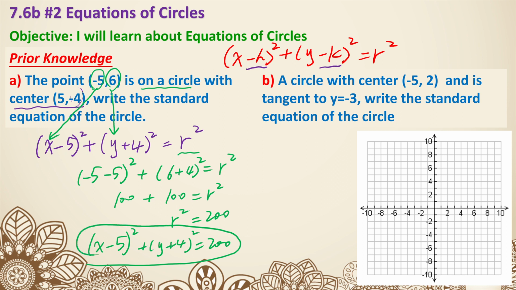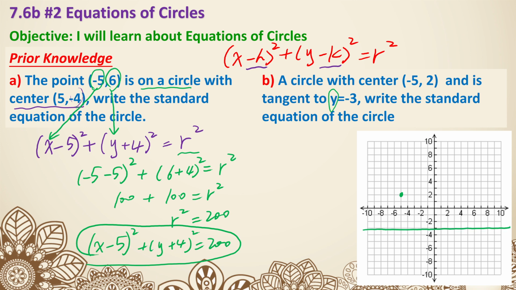Okay, question B. In this one, you are given the center, so let's start with that, (-5, 2). Right here, that is my center. And it's tangent to y equals -3. Again, y equals means you're crossing the y-axis, so it's going to be a horizontal line at -3.